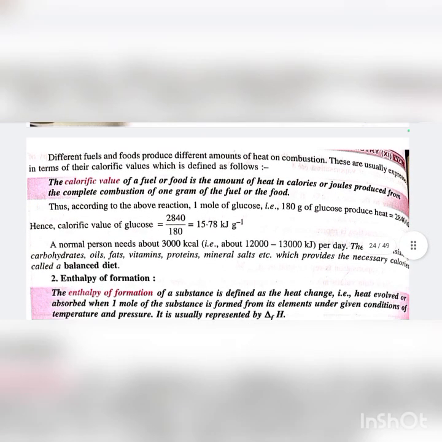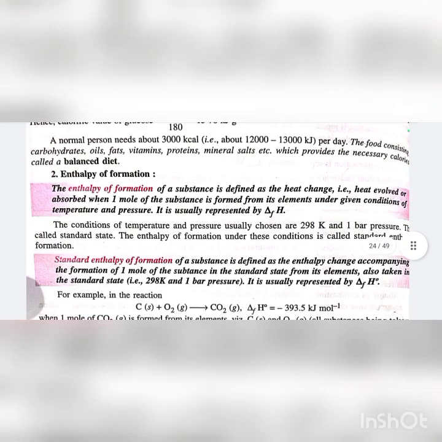Different fuels and foods produce different amounts of heat on combustion. They are usually expressed in terms of their calorific value, which is defined as the amount of heat in calories or joules produced from complete combustion of 1 gram of the fuel or the food. A normal person needs about 300 kcal per day. The food consisting of carbohydrates, oils, fats, vitamins, proteins, minerals, salts, etc., which provides the necessary calories is called a balanced diet.